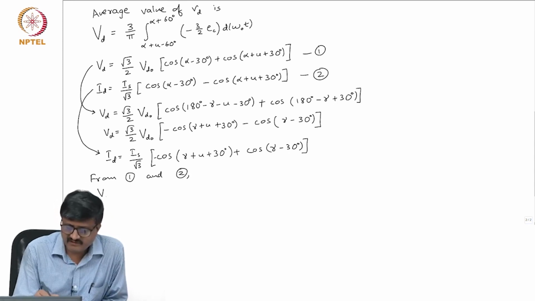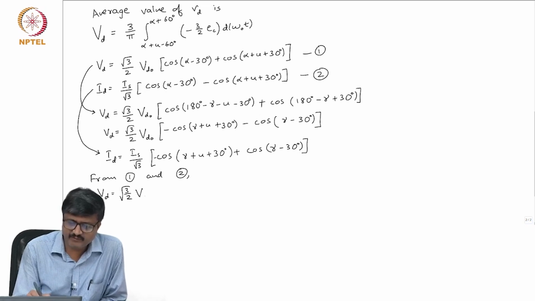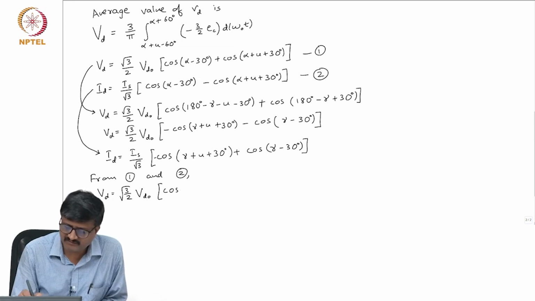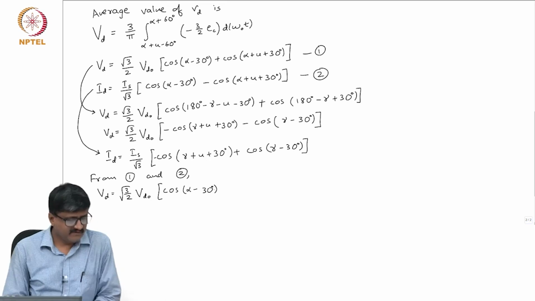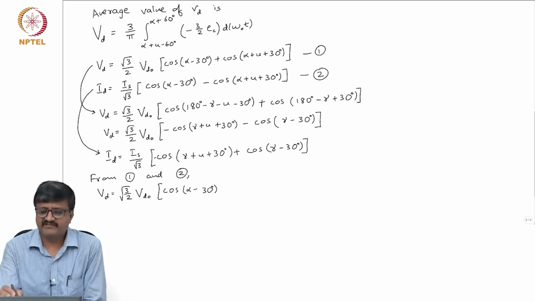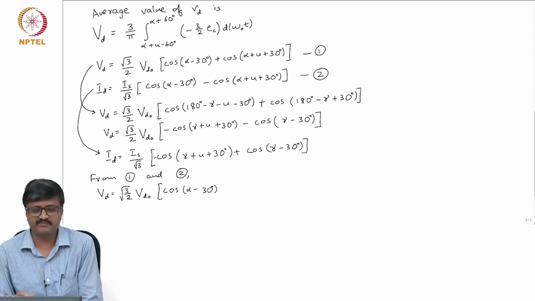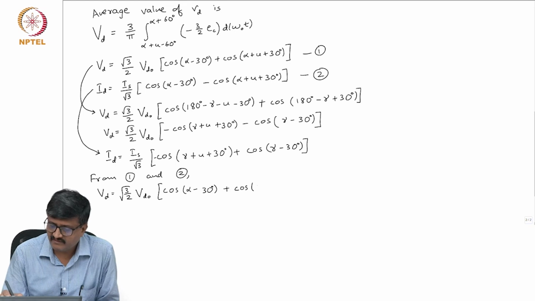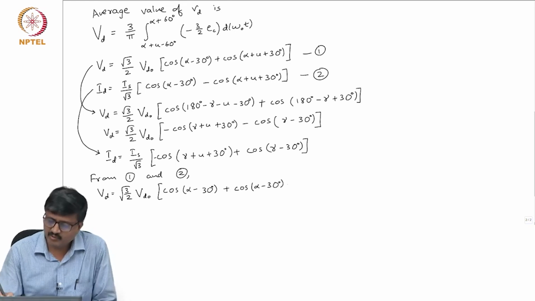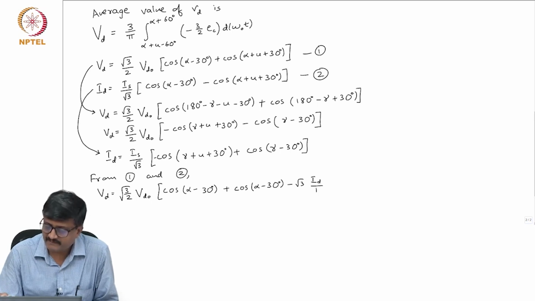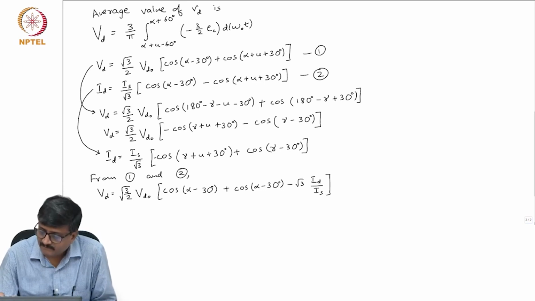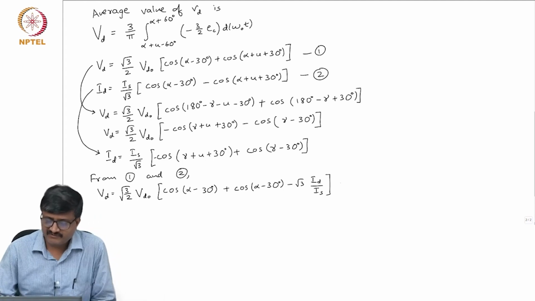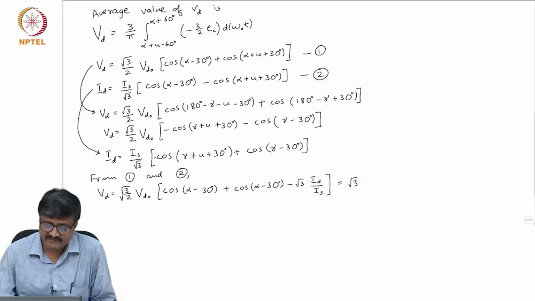to get one more equation, that is VD is equal to root 3 by 2 VDO cos alpha minus 30 degrees. Now, what I do is, I replace this cos alpha plus u plus 30 by an expression for that involving ID and IS and alpha from equation 2. So, from equation 2, I get cos alpha plus u plus 30 as cos alpha minus 30 degrees minus root 3 ID by IS. So, this can be written as root 3 VDO. So, there is cos alpha minus 30, cos alpha minus 30.